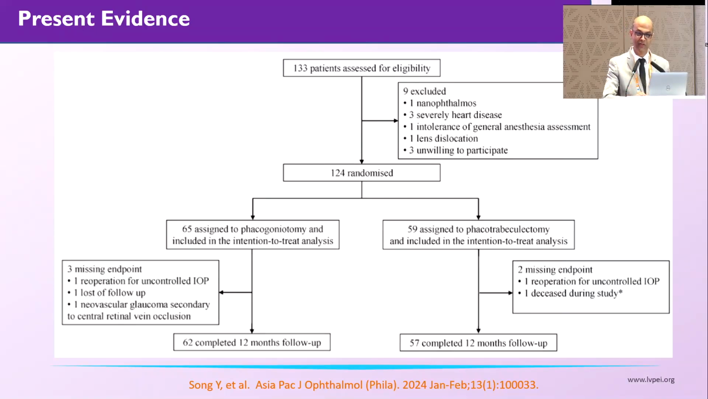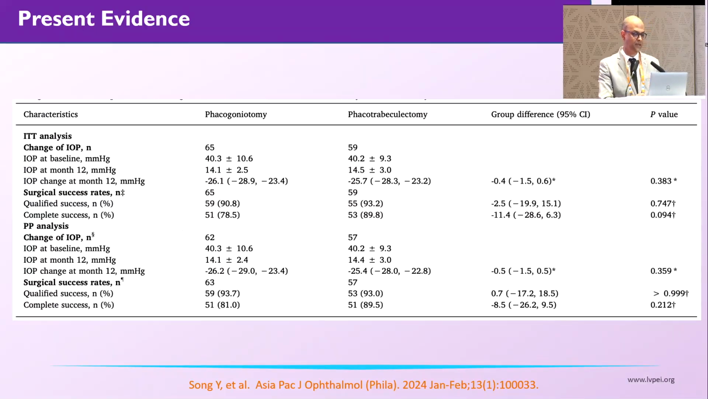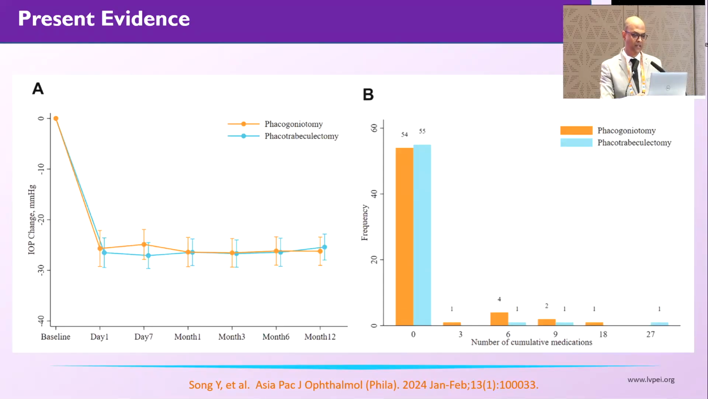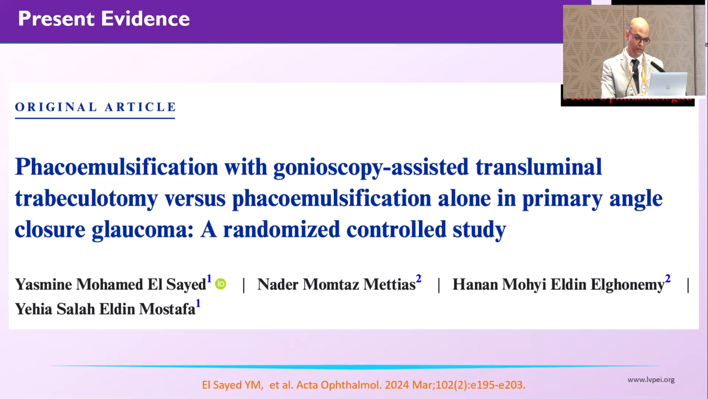So they are taking up not only phaco but phacotrabs. As you can see, with a similar baseline, they have presented both per protocol and intent to treat analysis, and they see a significant difference in IOP at 12 months in both groups, which is similar. So phacogoniotomy is working as well as phacotrabeculectomy in both intent to treat and per protocol analysis. You can see that in these graphs also. Of course, the number of complications in the goniotomy group was lesser than in the phacotrabeculectomy group.